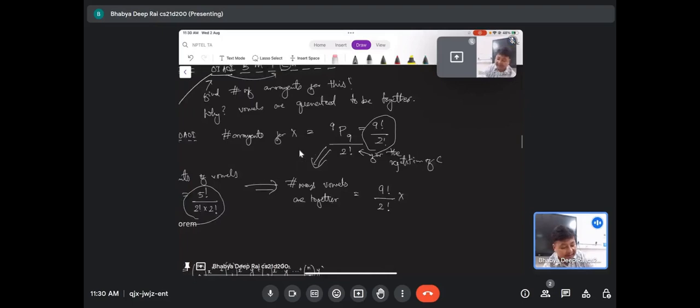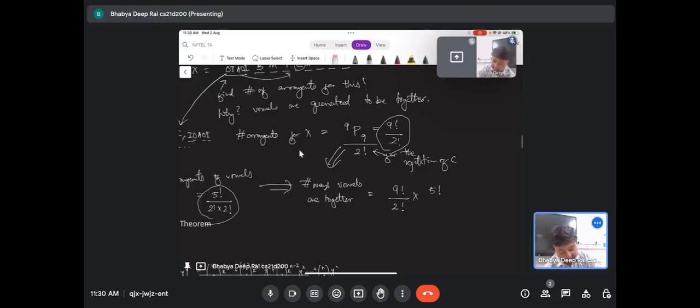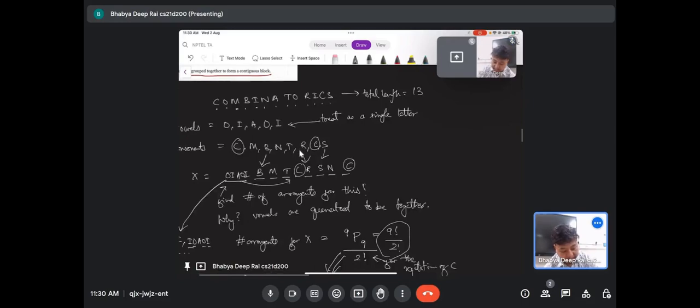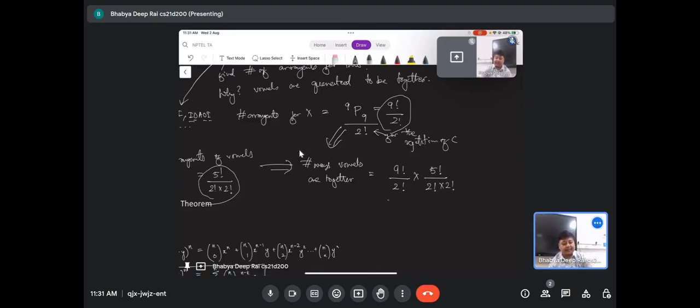Why are we using times? We are talking about an AND case here, not an OR case. So by the product rule, this is the case. So times 5 factorial divided by 2 factorial times 2 factorial. Yeah. So this is your answer.